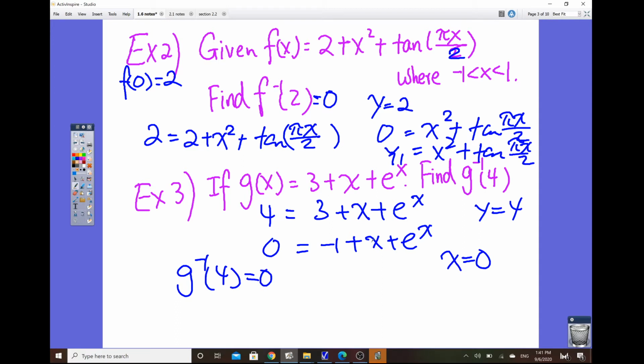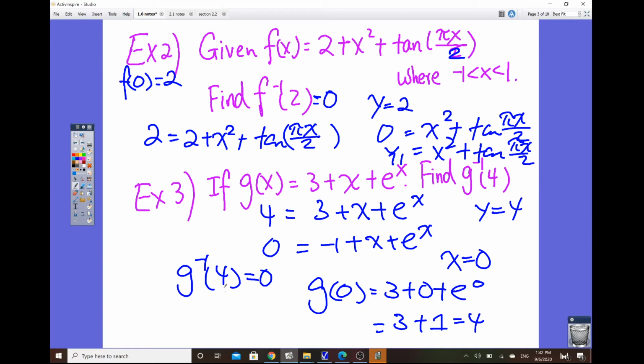And here's the way you can check the work. Plug 0 back into the original function. So we do have 3 plus 0 plus e to the power of 0. So 3 plus 0, that's 3. e to the power of 0, that's 1, which is what? 4. So that's the way to check the work. Once you find the x value, plug that number back into the original function and try to verify it, making sure that it gives the given y value.